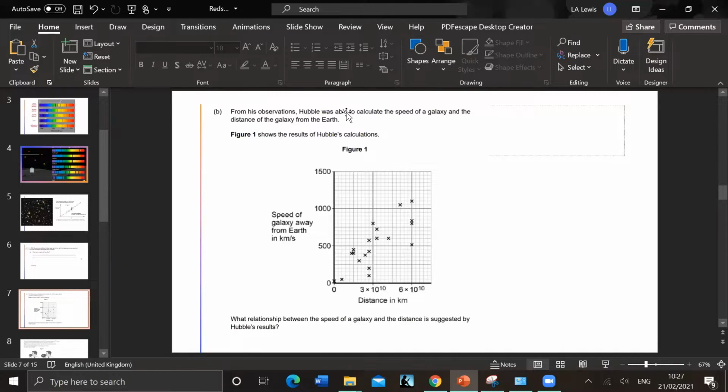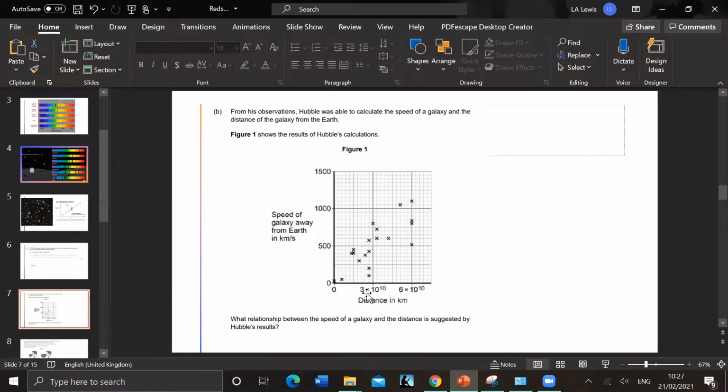From his observations, Hubble was able to calculate the speed of a galaxy and the distance of the galaxy from Earth. It's a very important exam question, always to read it carefully, because sometimes anyone can make the mistake of answering the wrong question. So figure 1 shows the results of Hubble's calculations. When you look at a graph, you always look at the axes. So speed of galaxy away from the Earth in kilometers per second. It's very similar to the graph we just had. Distance in kilometers. These are very big distances because they're galaxies.